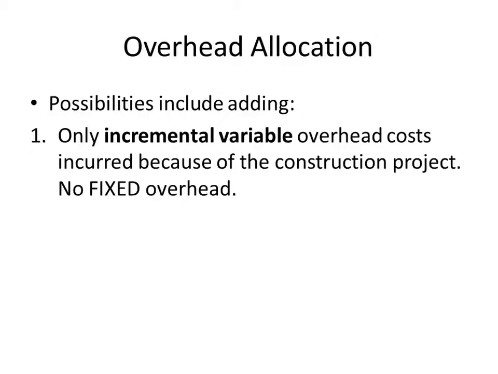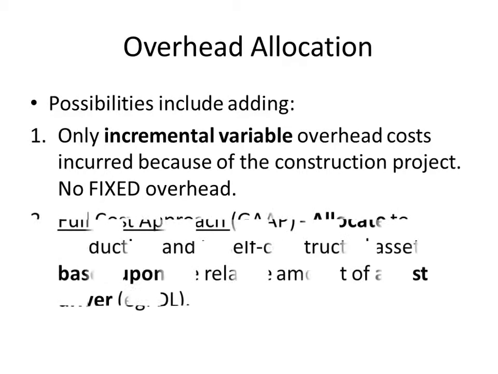And then you would just not allocate the fixed overhead. You would say, you know what, forget the rent on that building. It's there anyway. We're not really incrementally incurring any costs, so we're not going to allocate any fixed overhead. That is not GAAP. Okay, GAAP requires that you allocate a portion of the fixed and a portion of the variable. And you'll learn more about this in your cost accounting class.